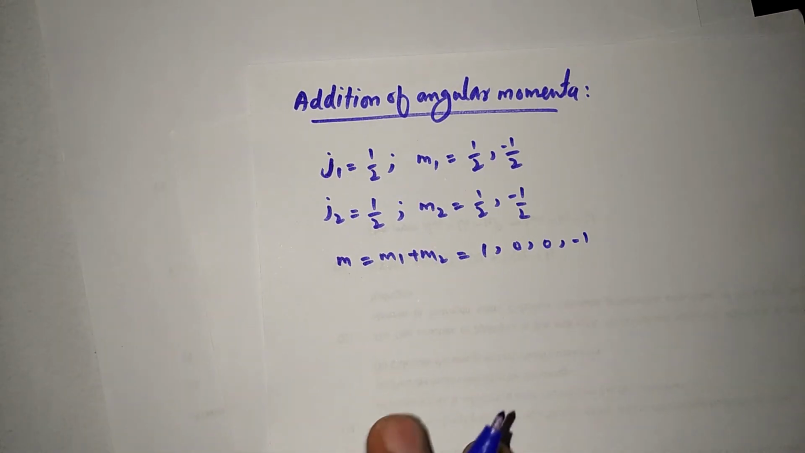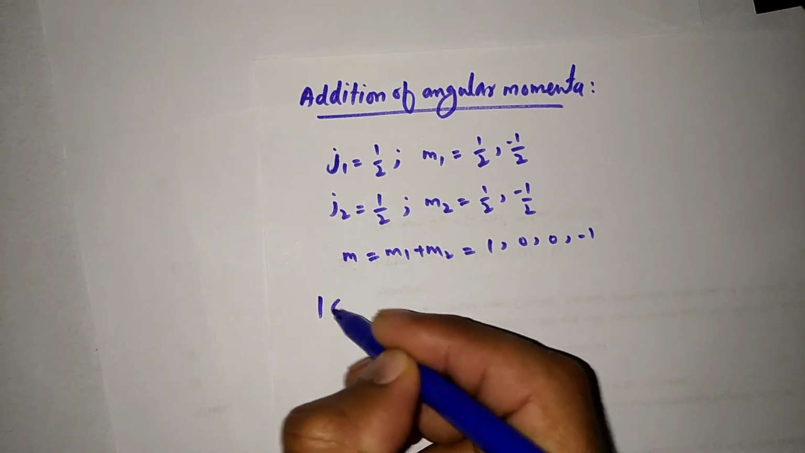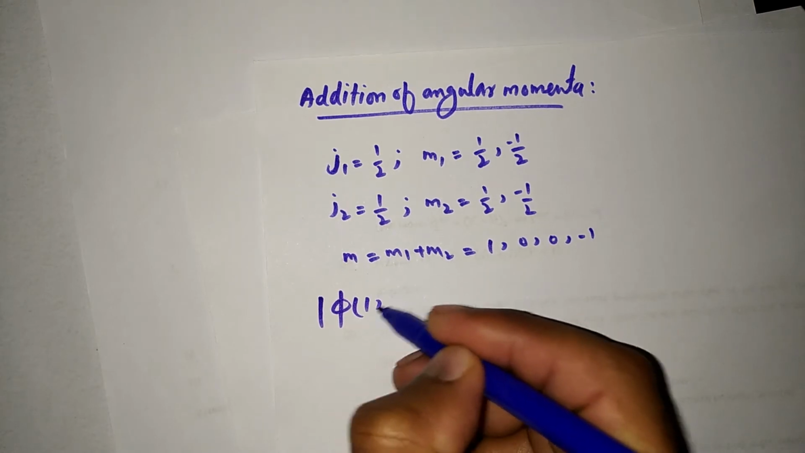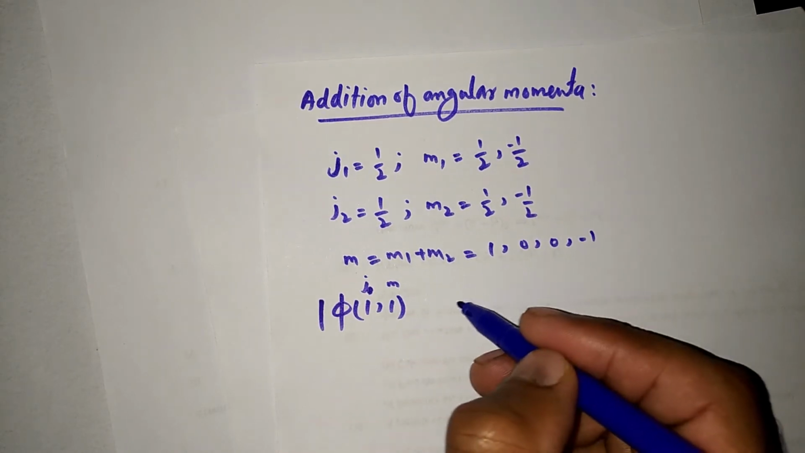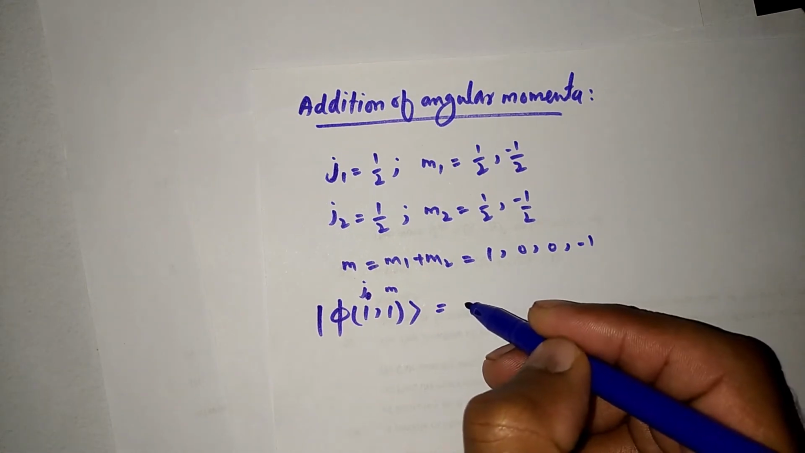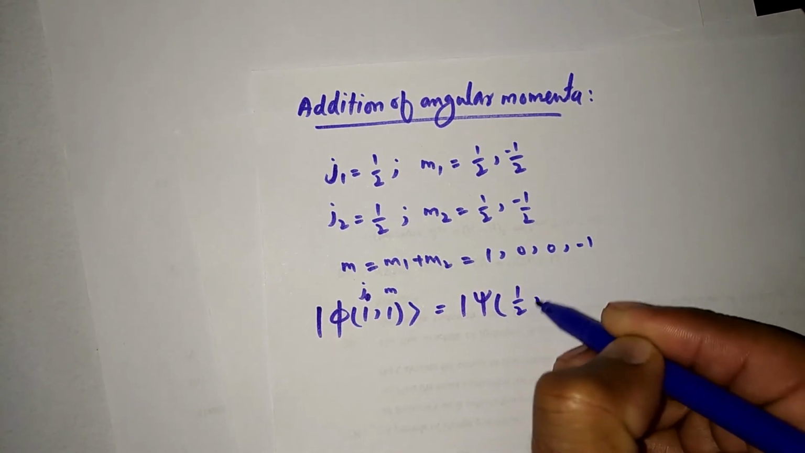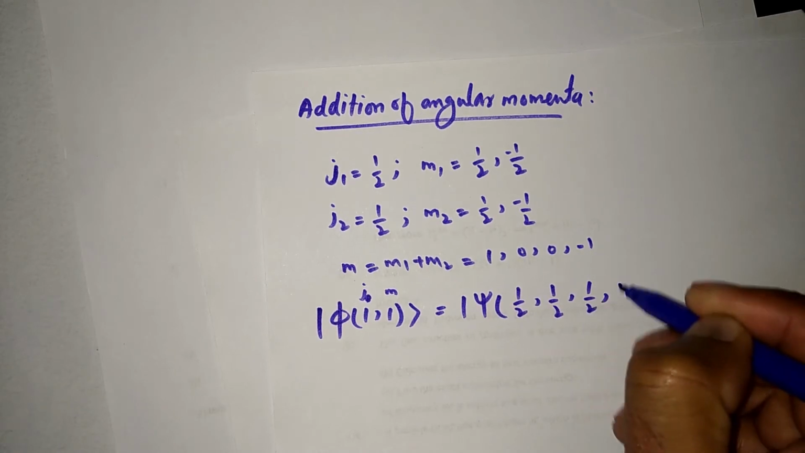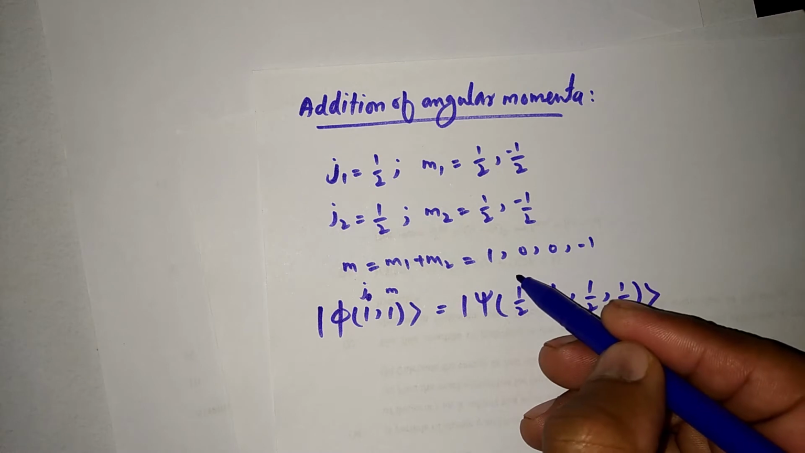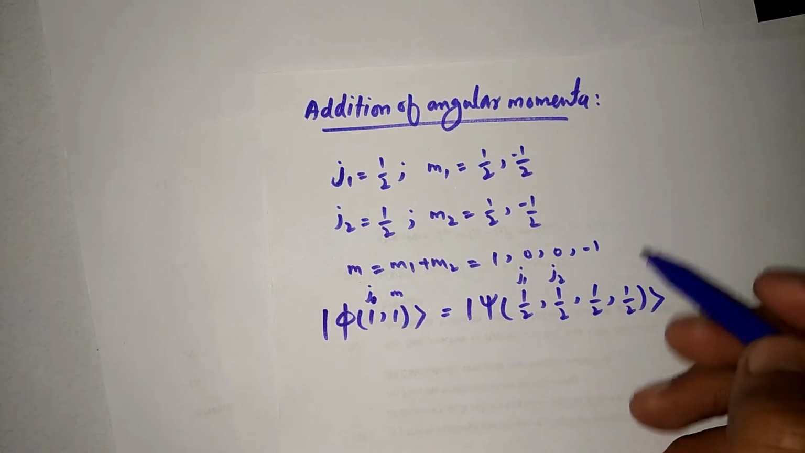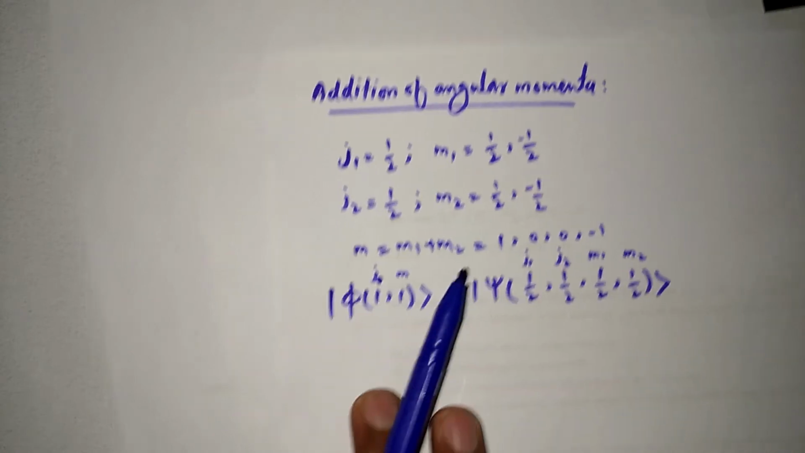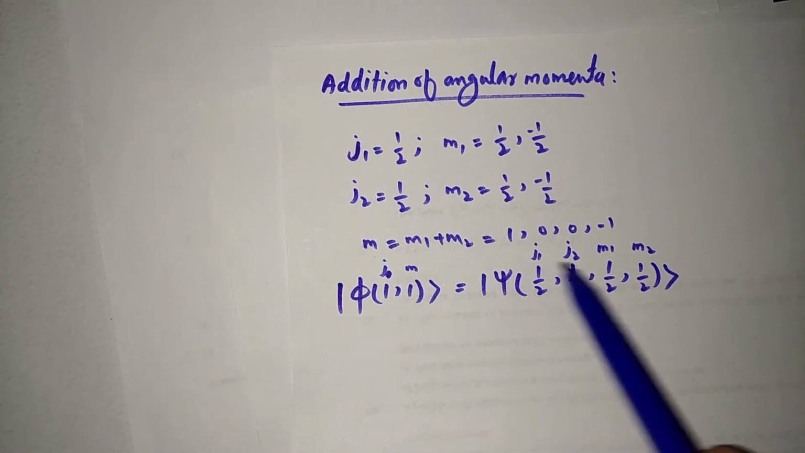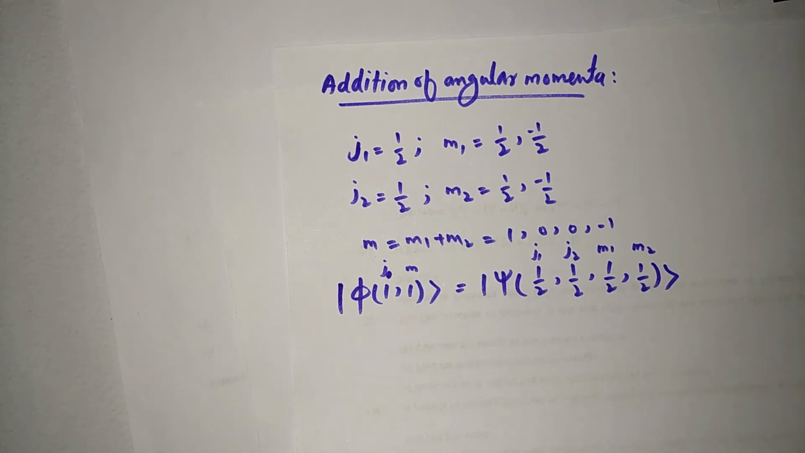And we wrote down the phi function, phi 1 1, where this is the value of j and this is the value of m. This is associated with the psi function psi half half. Note that this is the value of J1, this is J2, this is M1, and this is M2. It is to be noted that when m is equal to 1, m1 must be equal to half and m2 must be equal to half.